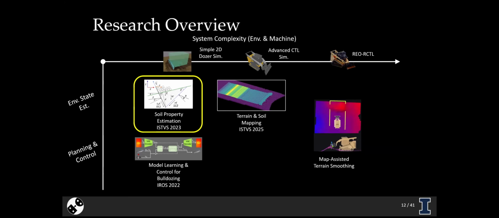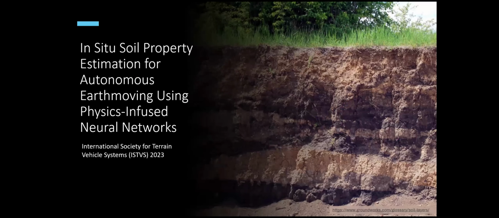Next, I want to talk about how we can actually do estimation of soil properties. This work was presented at the International Society for Terrain Vehicle Systems in 2023. And in the title, I'm going to highlight this term in situ soil property estimation. That just means that we want to be able to estimate soil properties as a vehicle is interacting with the terrain, as it's performing these operations. We're not requiring some separate test to be performed. It's as it's trying to do the task that it's assigned.